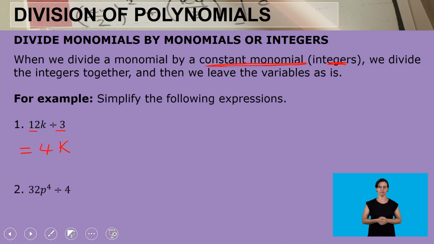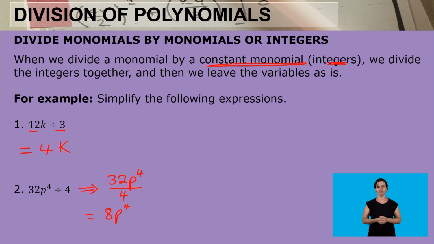What about the next one here? We have 32p exponent 4 divided by 4. Now remember, this expression can be presented as a fraction, because we know that when we are dividing, we are dealing with fractions. So this could be 32p exponent 4 over 4. Of course, these mean the same thing. So what is our answer going to be here? Well, we are going to divide those integers. So what is 32 divided by 4? That is going to be an 8. And of course, we're going to write that variable as it is.